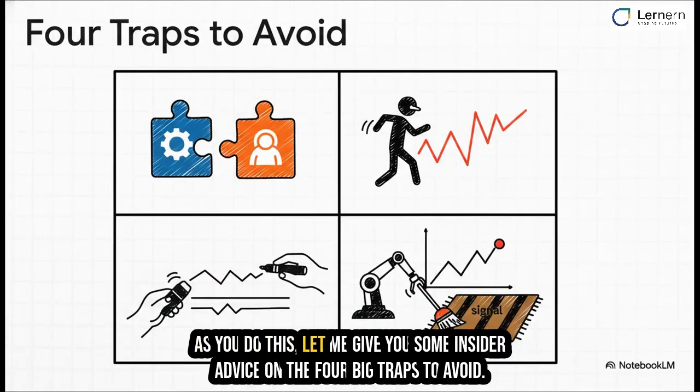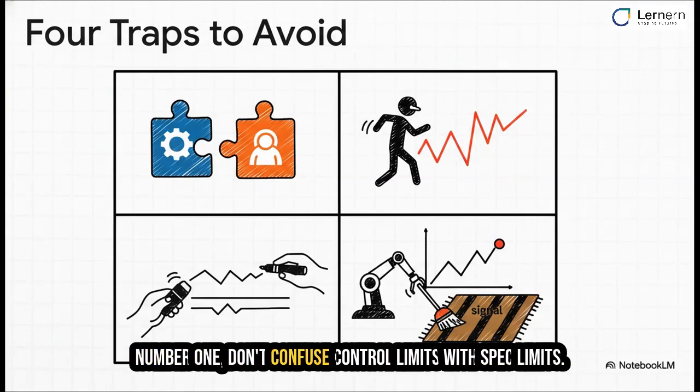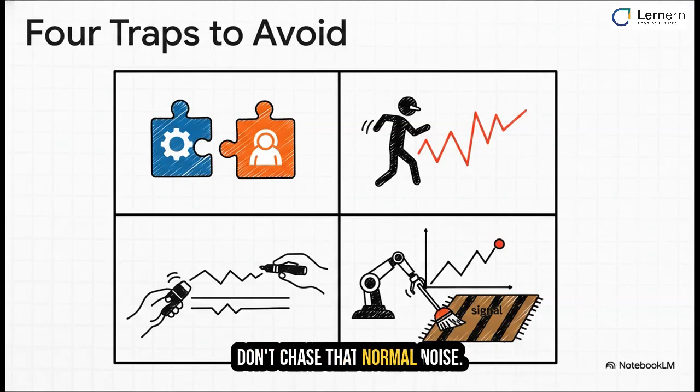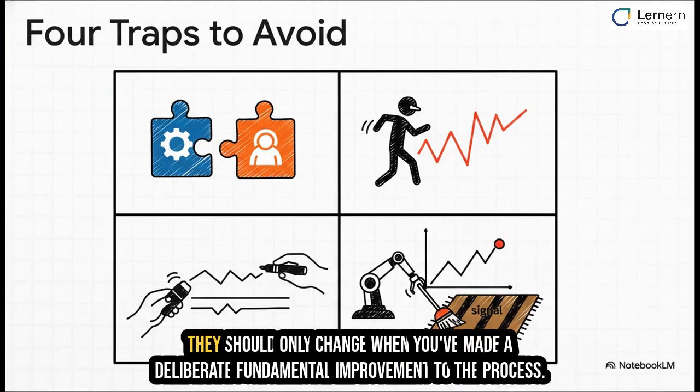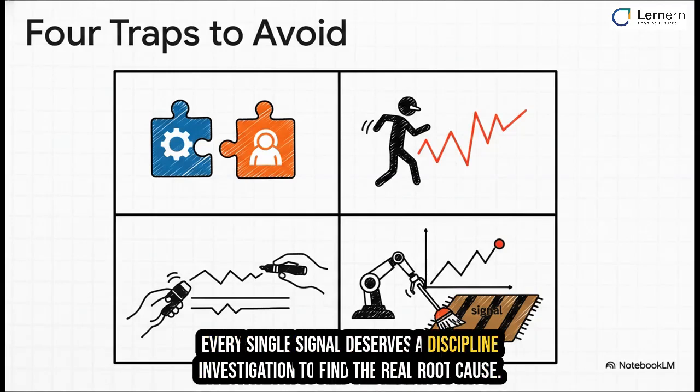And as you do this, let me give you some insider advice on the 4 big traps to avoid. We've already hammered on number 1, don't confuse control limits with spec limits. Number 2 is just as critical. The whole point of this chart is to teach you when not to react. Don't chase that normal noise. Also, try to avoid recalculating your limits constantly. They should only change when you've made a deliberate fundamental improvement to the process. And finally, don't just automate the signals. Every single signal deserves a disciplined investigation to find the real root cause.